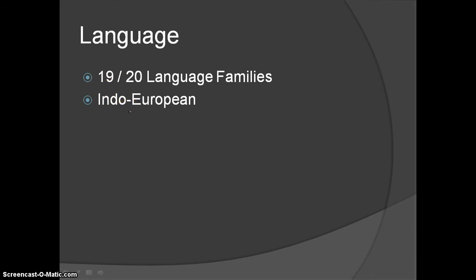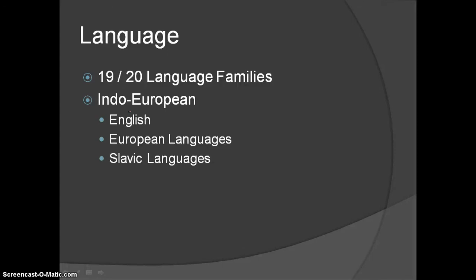The Indo-European language family is the most widely spoken language family in our world today, and it is the family of many languages that you're probably familiar with. Obviously, English. It's also the family of most European languages, Slavic languages, which are in Eastern Europe, Farsi, which is spoken in Iran, and also Hindi. And this is just a couple of examples.